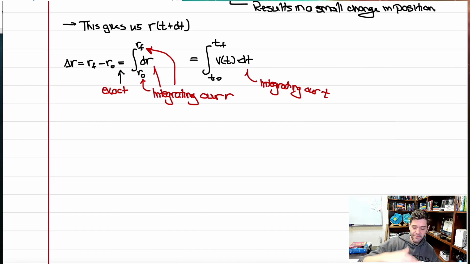Which is okay, even if you think r itself is a function of t for the left-hand integral. If you can write everything as a function of r, you can integrate away. On the right-hand side, you have to write everything as a function of t first before you do the integral.